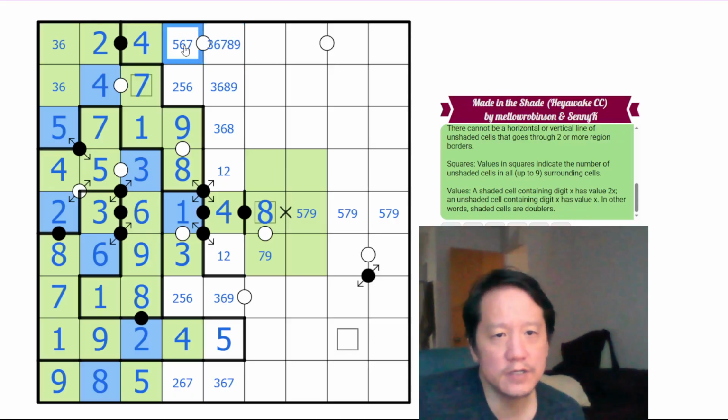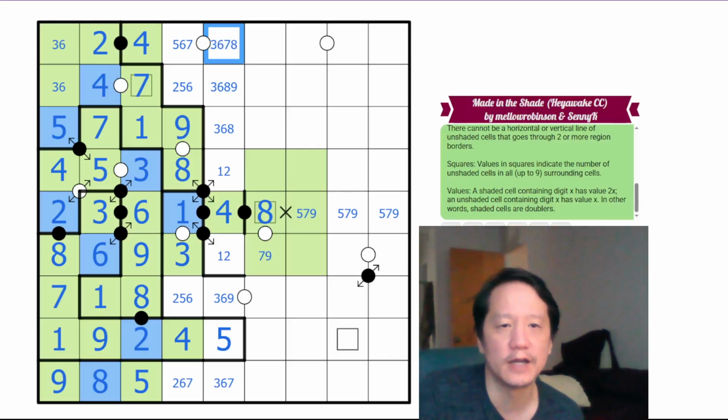One of them has to be here. So this could be 7 with 6 or 8 or 3 doubled. So this cannot be 9. This cannot be 5.